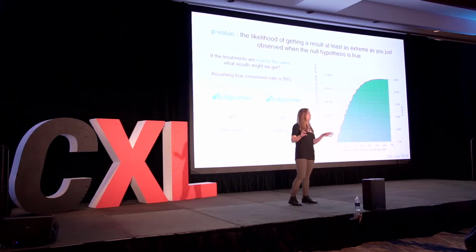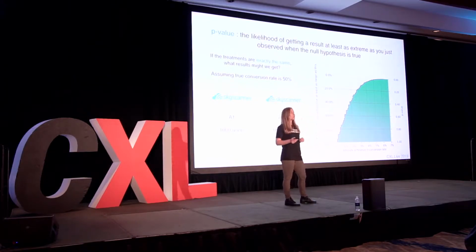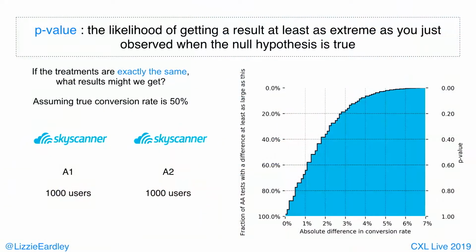So if I haven't lost you yet, I'm going to show you one more plot trying to show the same thing in a different way. So here, this is, again, those 100,000 simulated AA tests, but I plotted it cumulatively. So the way you can read this, for example, is that 60% of these AA tests had a measured difference of at least 1%. Because that's exactly what a p-value is telling us. So if we were then to run our real test, and we were to measure a 1% difference in conversion rate, what we would get is a p-value of 0.6.